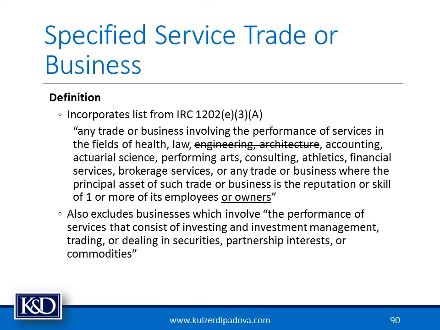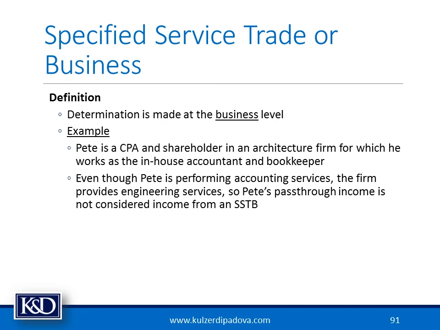199A also added to the 1202 list those who perform services of investing, investment management, and trading or dealing in securities. This determination is made at the business level. So if you have Pete, who's a CPA and also a shareholder in an architecture firm, for which he works as the in-house accountant and bookkeeper, even though Pete is performing accounting services, the firm itself is an architecture firm, so it's not an SSTB. So Pete's pass-through income is also not going to be considered income from a specified service trade or business.